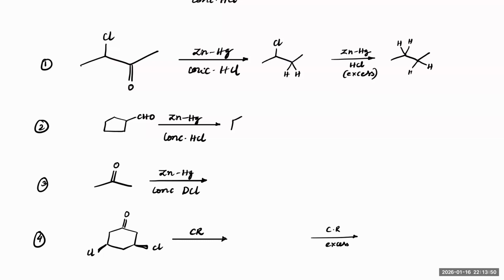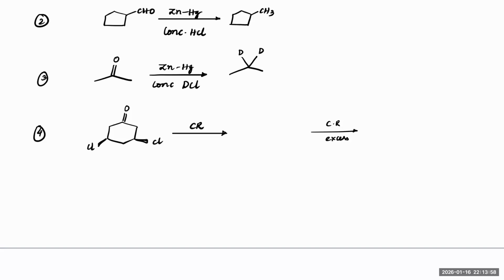So similarly, here you can see an aldehyde is there. So the product should be CH3. Ketone is there. So the product should be D and D because it is DCl. And if you have chlorines here, you can have this as alkane, hydrogen and hydrogen, with chlorine and chlorine intact. But if you have excess, you will remove even that also and write everything in terms of hydrogen. So you can see H and H here, H and H here. So this is all the Clemmensen's reduction part.